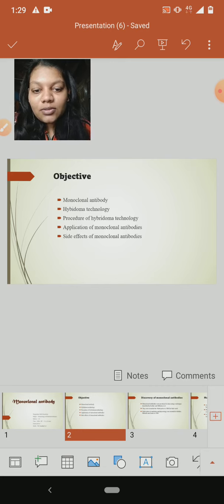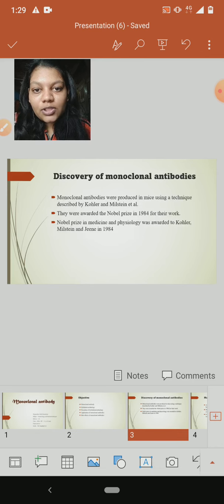The first slide of this presentation is the discovery of monoclonal antibody. Monoclonal antibodies were produced in mice using a technique described by Kohler and Milstein. Kohler and Milstein coined the term and described monoclonal antibodies. They were awarded the Nobel Prize in Medicine and Physiology in 1984 for their work, together with Jerne.